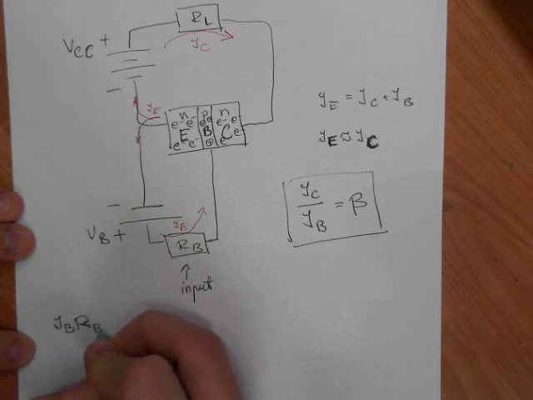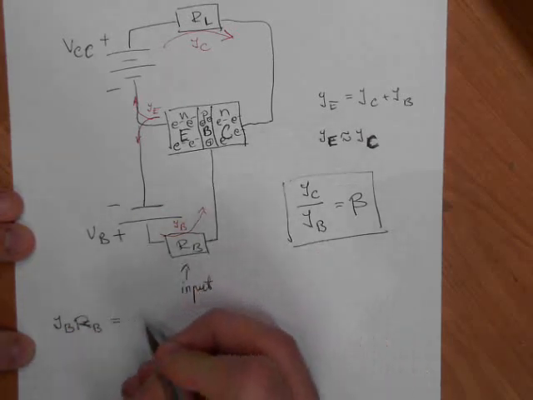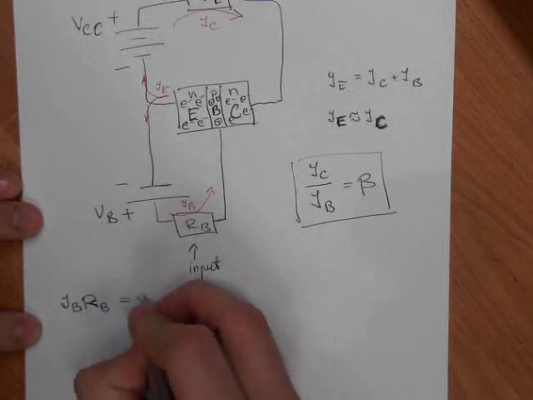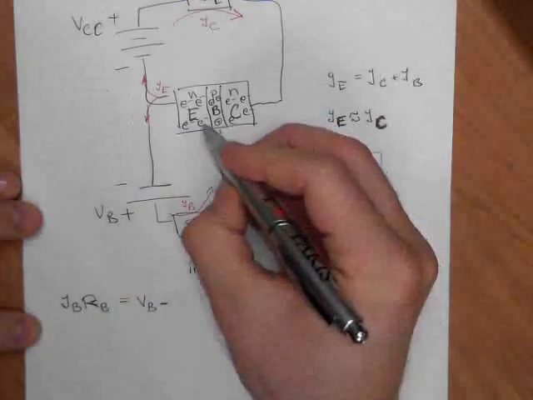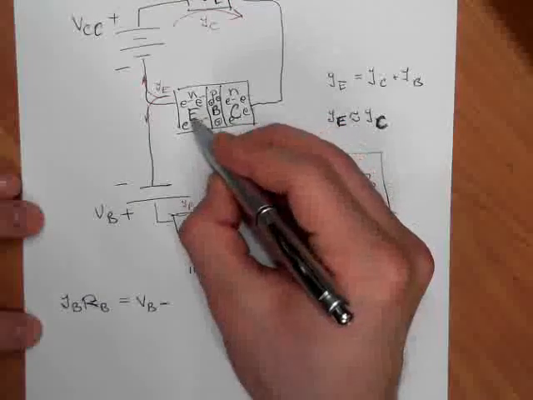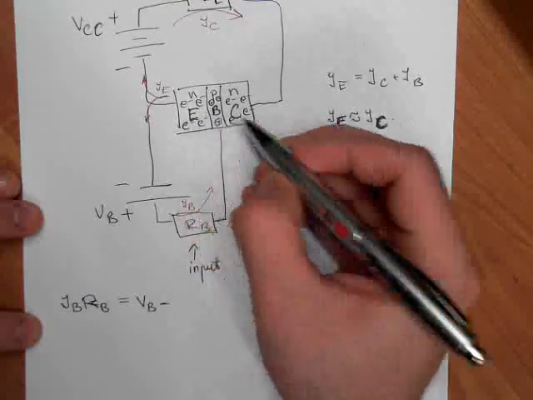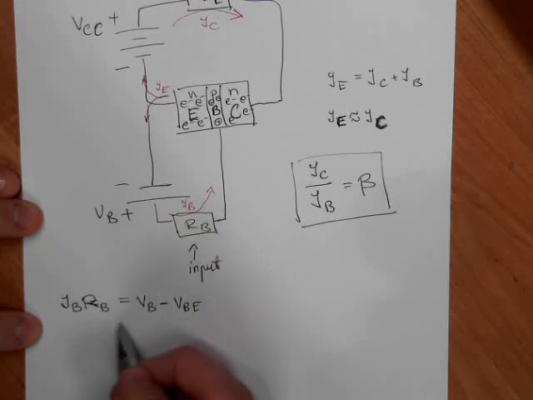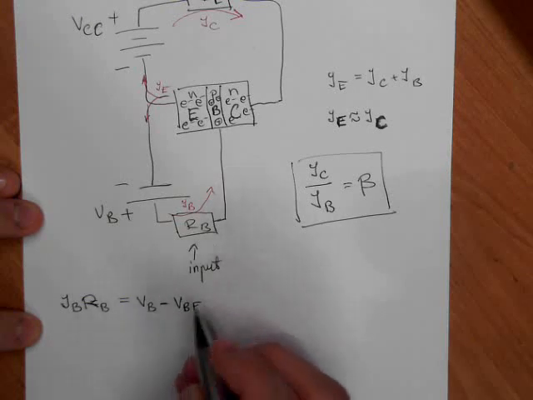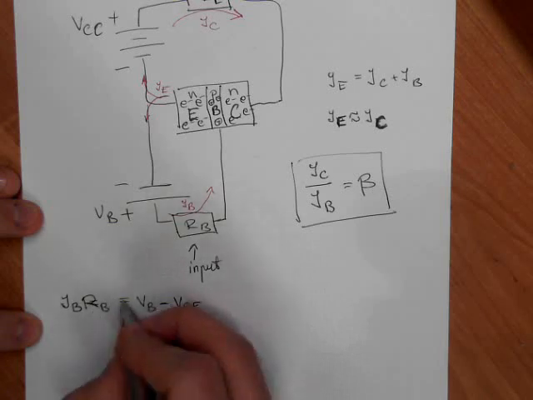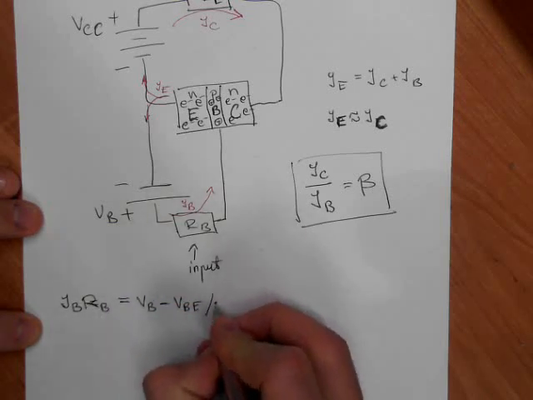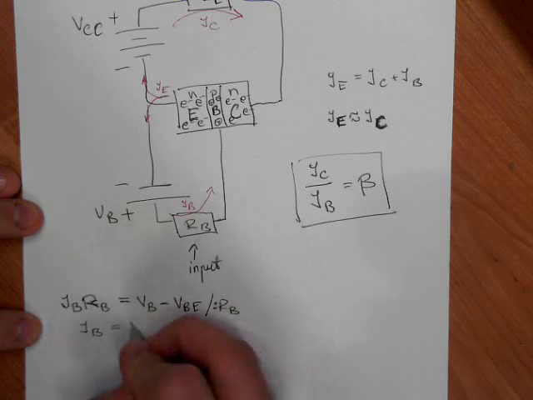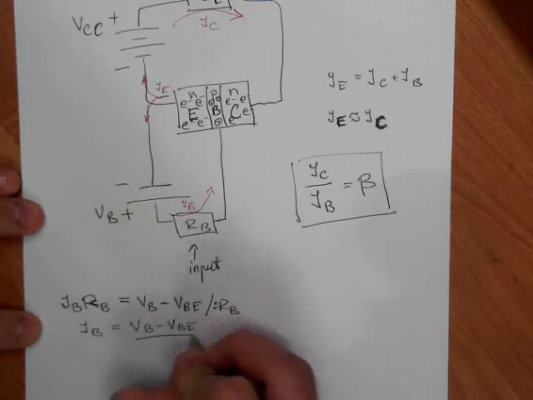This is the voltage drop here on this RB. It is equal to the base voltage VB minus the voltage drop. Where else can the voltage drop? It can drop here on this emitter and base junction. So VB minus VBE. So this is the equation for voltages. Now I can divide both sides of this equation by RB, and I get IB equals VB minus VBE divided by RB.